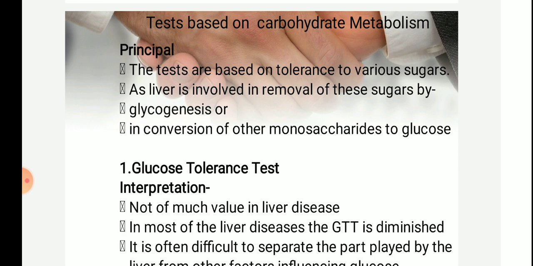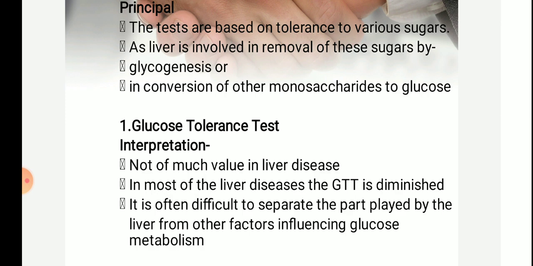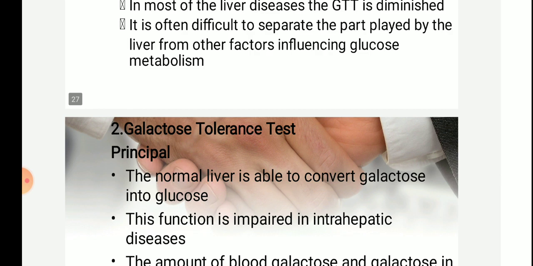The glucose tolerance test, the interpretation. So this is not of much value in liver disease, okay, but still is part of function test. So in most of the liver diseases, GTT is diminished. You should be aware of this particular fact here.